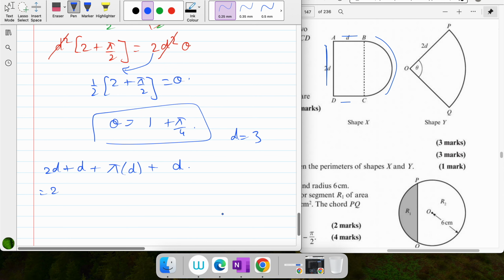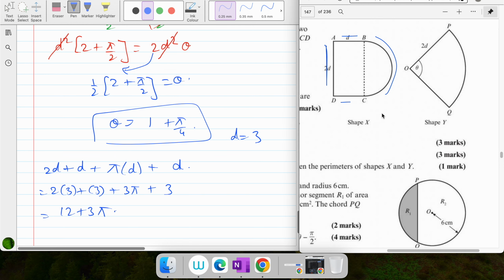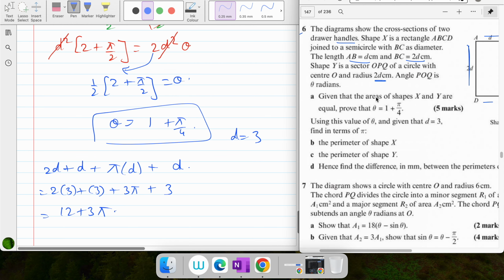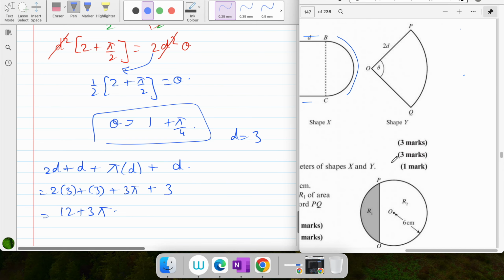Value of d is 3, so 6 plus 3 plus 3 pi plus 3, and we are left with 12 plus 3 pi. And now the perimeter of shape Y.